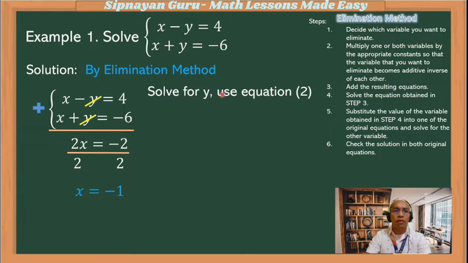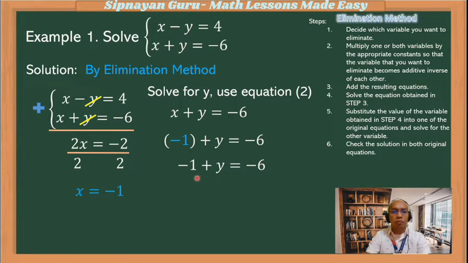In solving for the value of y, we can make use of either equation 1 or equation 2. But in this case, we will use equation 2. So our equation 2 is x plus y is equal to -6. Substitute the value of x, which is -1, then plus y is equal to -6. So -1 plus y is equal to -6.